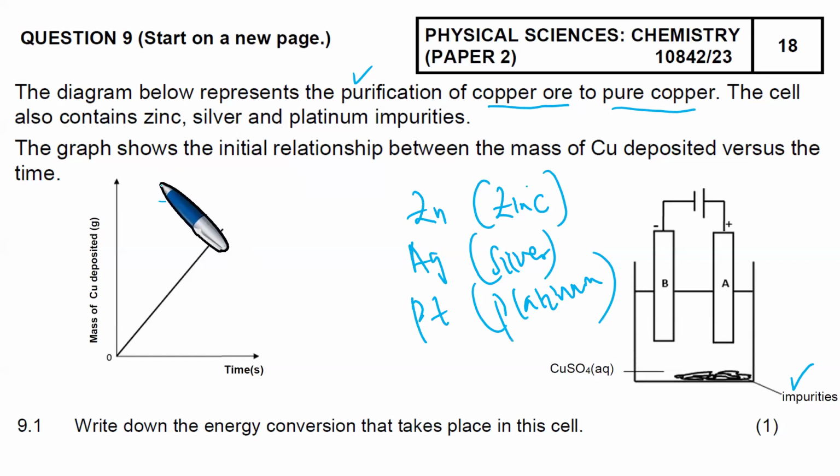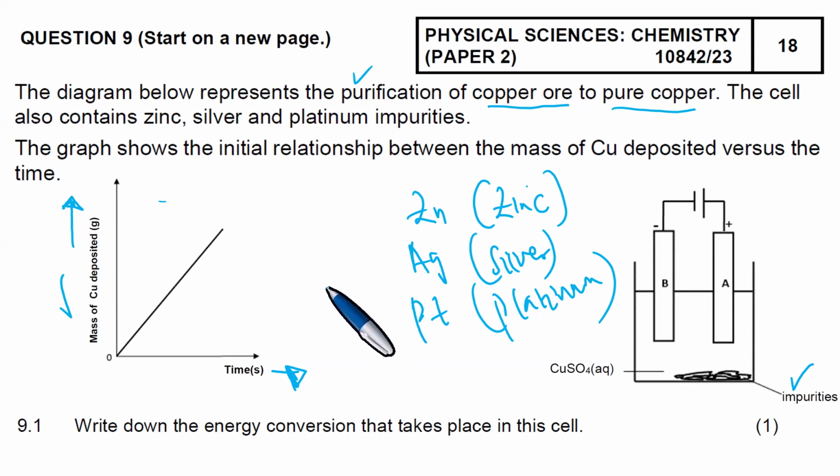The graph shows the relationship between the mass of copper deposited versus time. As the time increases, the mass also increases. We can see that the graph is a direct proportionality graph.